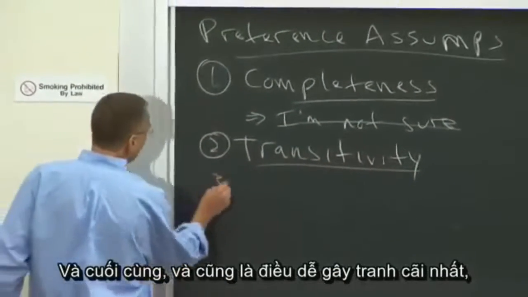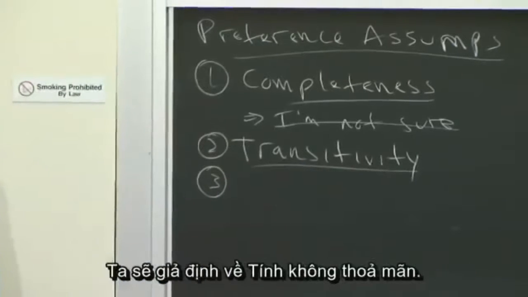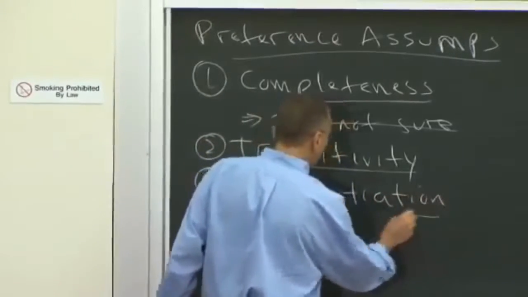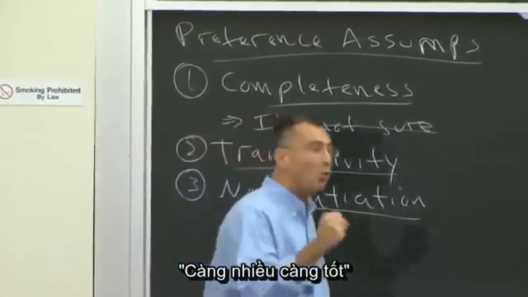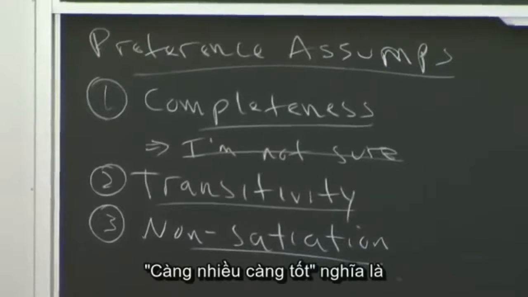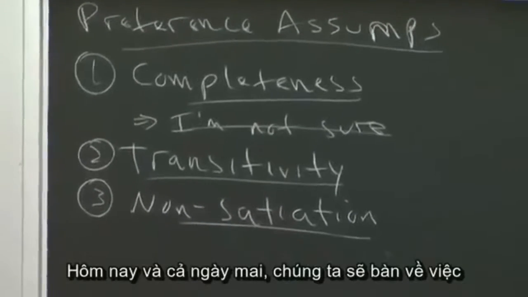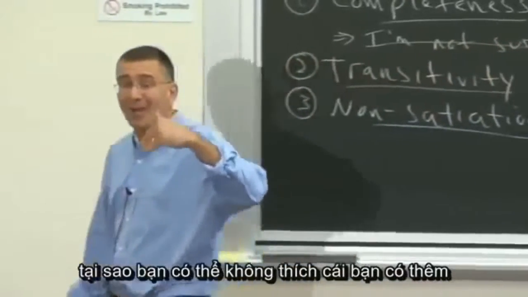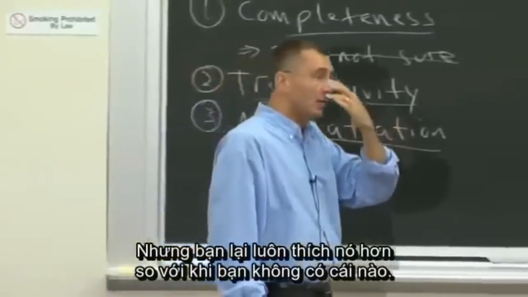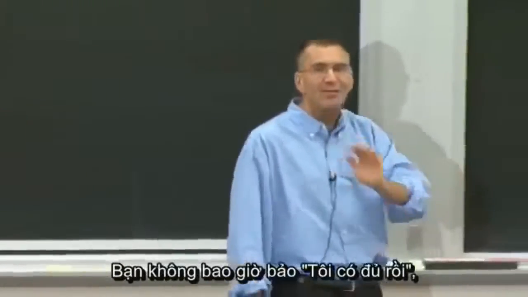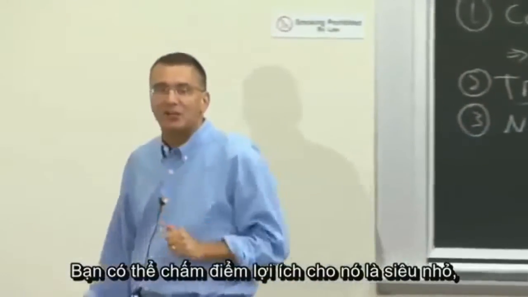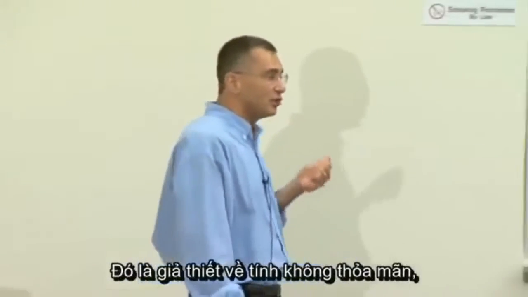And then finally, and probably most controversial, we're going to assume non-satiation, or the famous economic assumption of more is always better. You never would turn down having more. Later today and tomorrow we'll talk about why you might not like the next unit as much as the current unit. But you'll always like it greater than 0. You never say, I've had enough, I literally value the next unit at 0. You may value it as epsilon, but always greater than 0. That's the non-satiation assumption. More is always better.